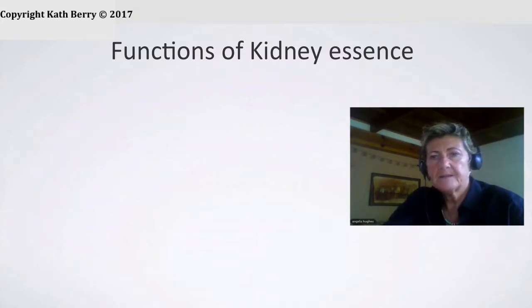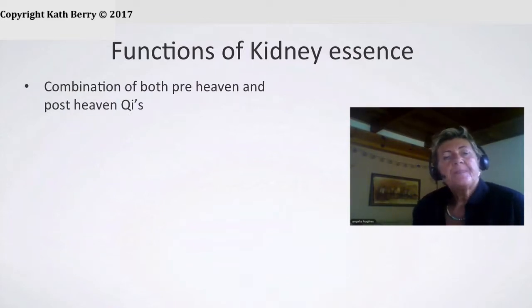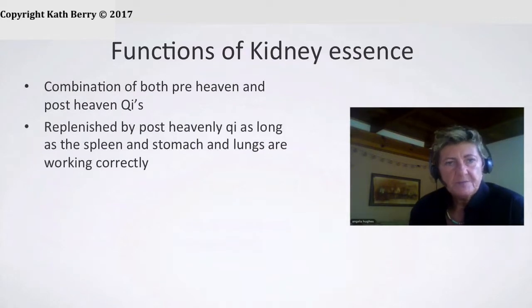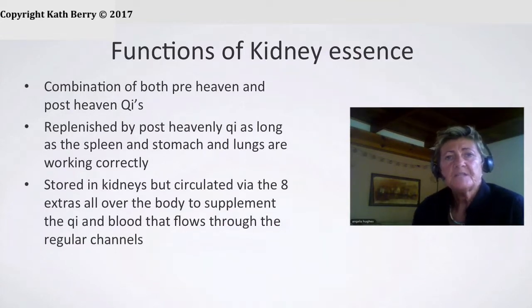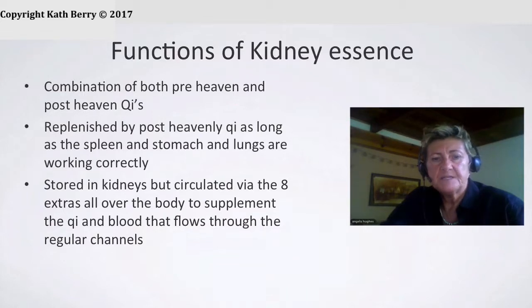So let's talk a little bit about the functions of the kidney essence. It's a combination of both the pre- and the post-heavenly qis. If you remember, it can be replenished by the post-heavenly qi as long as the spleen, lung and stomach functions are working correctly. It's a substance which is the basis of all physiological processes. The essence is stored in the kidneys, but it's actually circulated by the 8 extra vessels all over the body to supplement the qi and blood that flows through the regular channels.